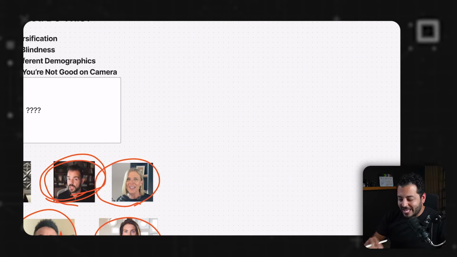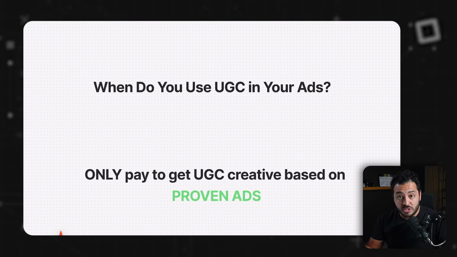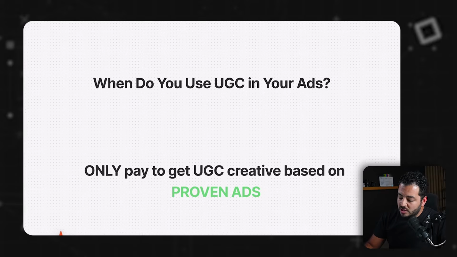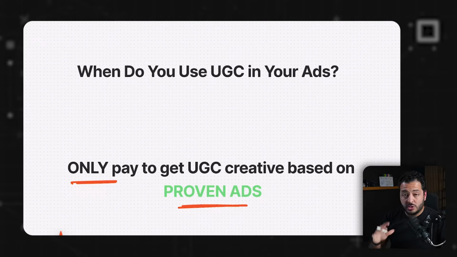So now that I squashed that objection, let's jump into the second point here, which is when do you use UGC in your ads, right? So really the most optimal way that you can do this is to only pay to get UGC, user generated content, for your creative on proven advertising. So I'm going to break this down.